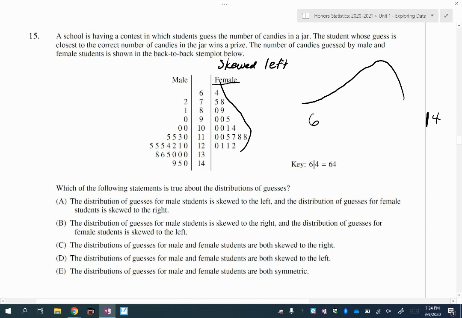All right. Now here's the deal with the males. A lot of students will tell me that the males are skewed to the right. But again, if you think of this as the 6 is the lowest, the 14 is the highest, you have more values near the 12, 13, 14, and less as you move to the 6. So that is also skewed left, right? The tail is moving to the left. So they're both skewed left.